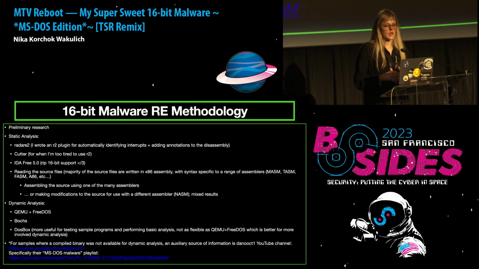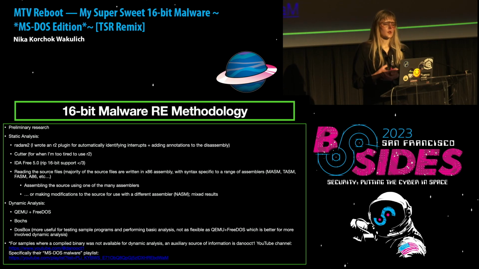So for static analysis, I was mostly using radare2. I wrote an r2 plugin for automatically identifying the interrupts in a sample and then adding annotations to the disassembly. In addition, I used Cutter, which was great for when I was too tired to use r2. And then IDA Free version 5.0, which I found through a retro gaming forum, has really good 16-bit support. So RIP to that version, but it's out there.